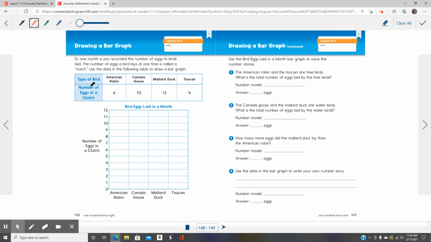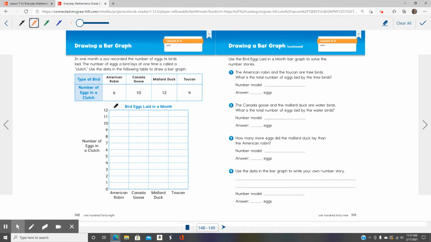So when an American robin lays a clutch of eggs, usually there's 6 in that clutch. When a Canada goose lays eggs, usually there's 10. With a mallard duck, there's 12 in a clutch, and with a toucan, there's 4. So we're going to use this information in this table to lay, or to put in our bar graph. I saw the word laid and used the word lay. We're going to put that information in our bar graph.